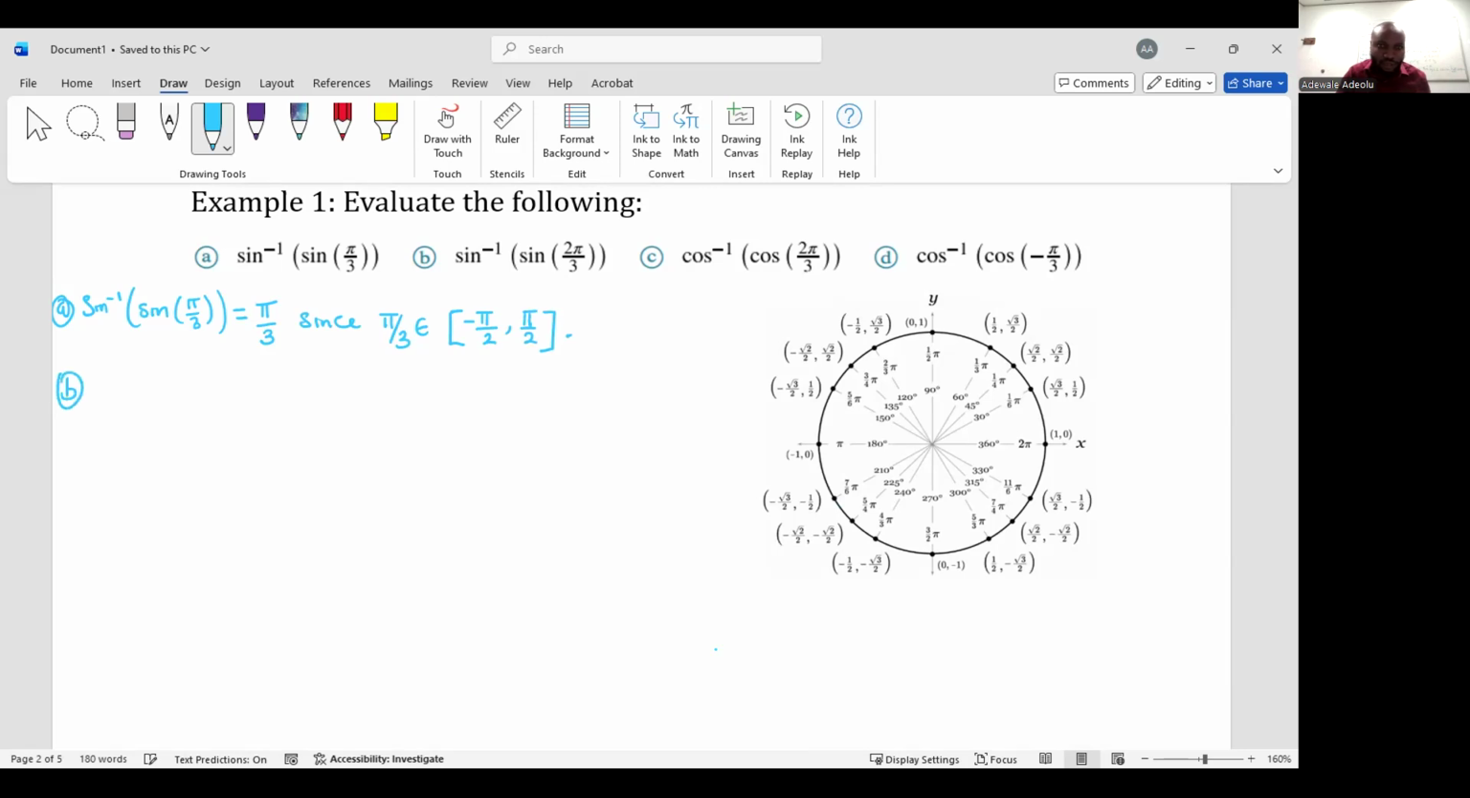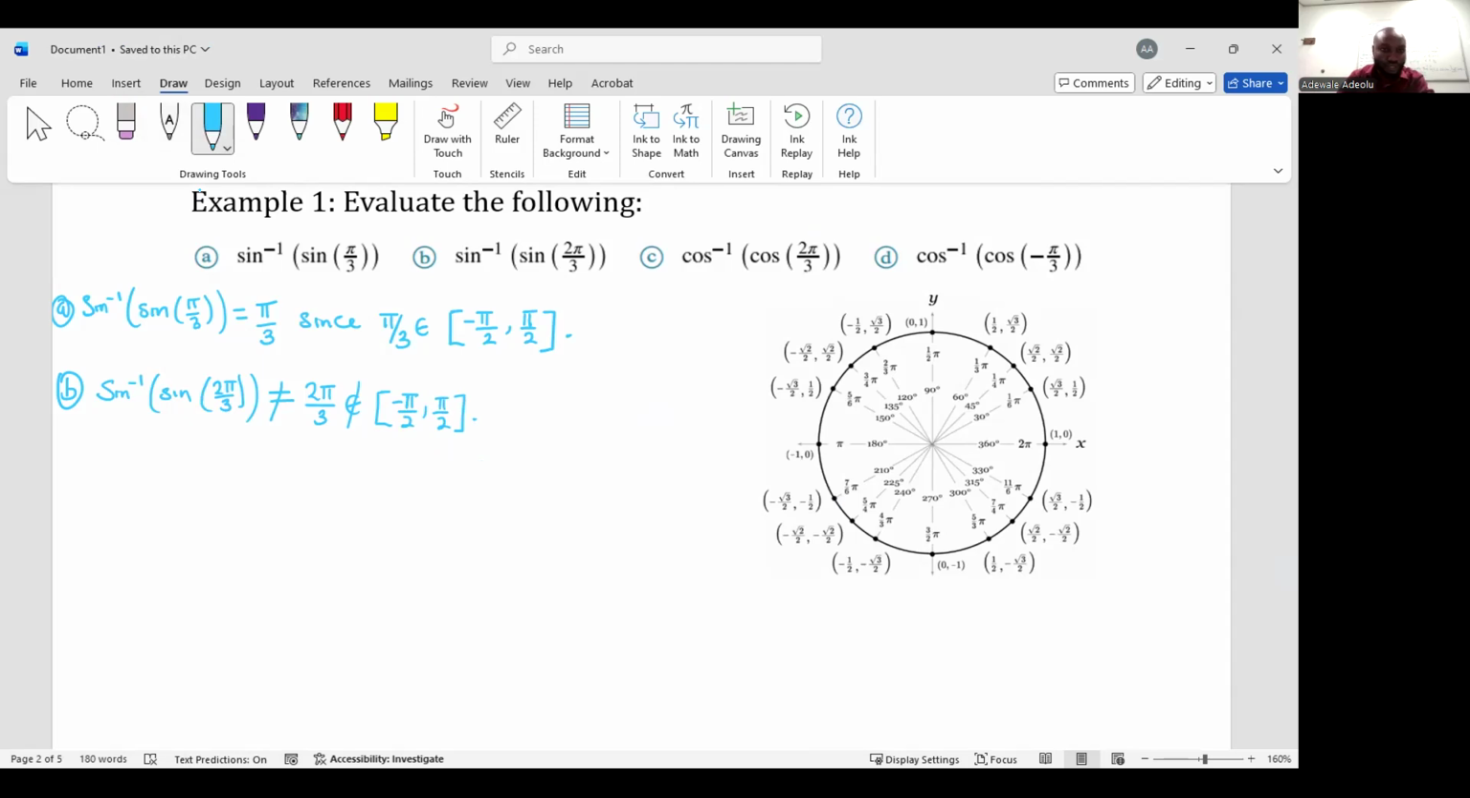Let us consider the second one, sine inverse of sine of 2 pi/3. Now, here, our answer is not going to be 2 pi/3, since that value does not belong to -pi/2 to pi/2. So what do we do then? We need to find an angle that falls within this range of sine inverse.